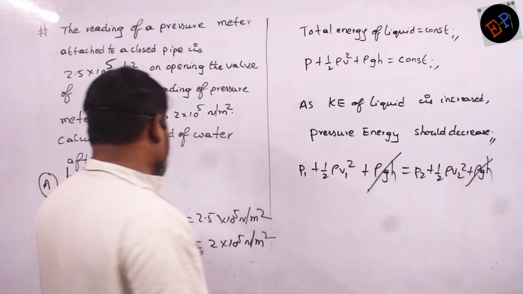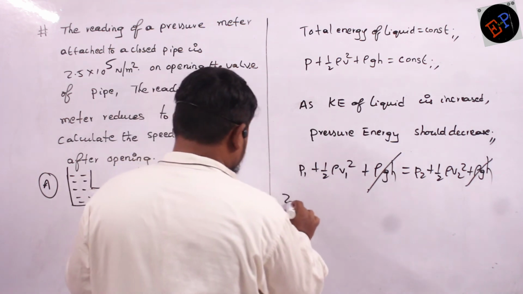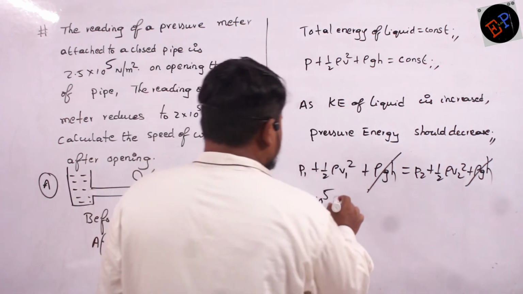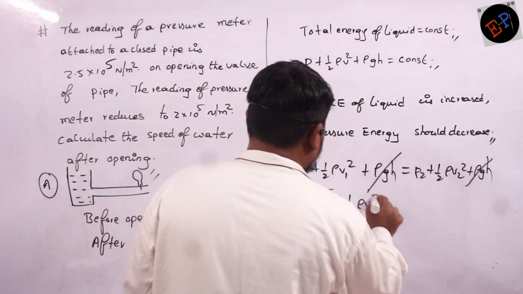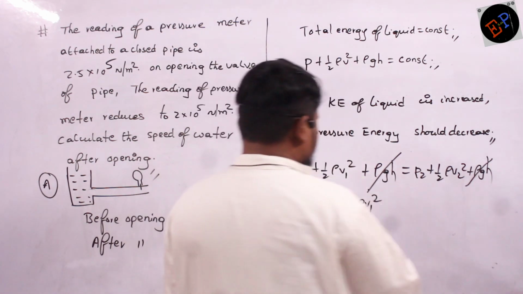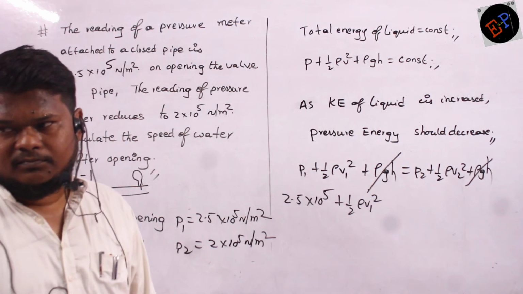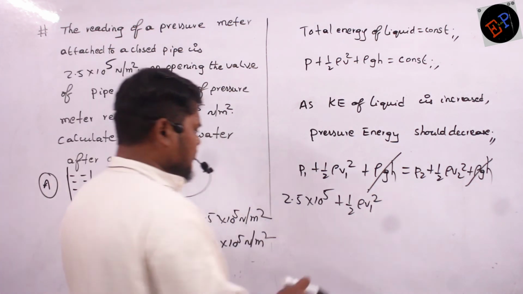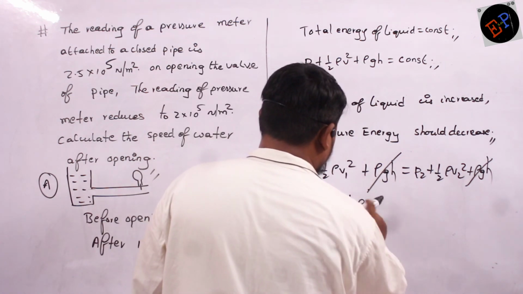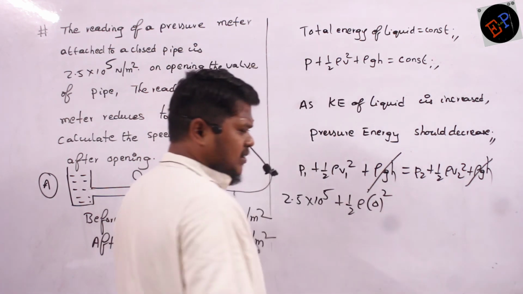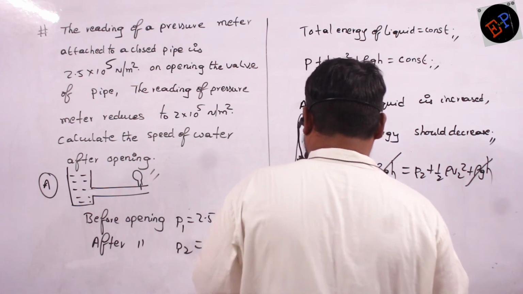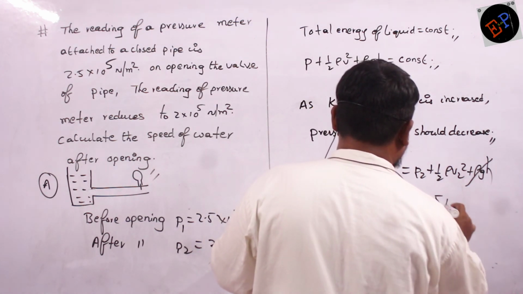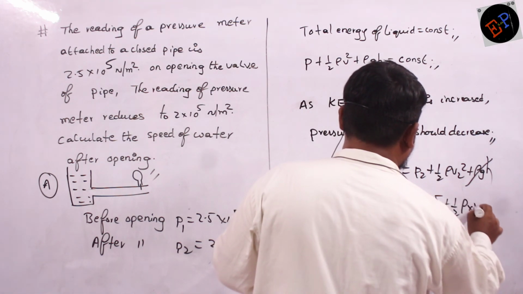What was the initial pressure? Initial pressure was 2.5 into 10 power 5, plus half rho V1 square. And what was the initial velocity? Before opening, what was the velocity of the liquid? 0. So instead of V1 square, I can write 0 square. This is equal to the final pressure. After opening, the pressure is 2 into 10 power 5 plus half rho V2 square.